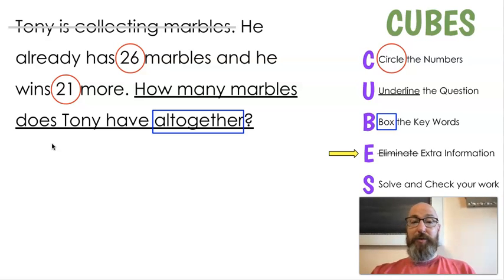Tony is collecting marbles. We don't really need to know that he's collecting marbles. We've kind of figured that out through the question. He had 26, he wins 21. He obviously is doing that. So we don't need to read that as part of how we're going to solve it because it doesn't help us solve the question.